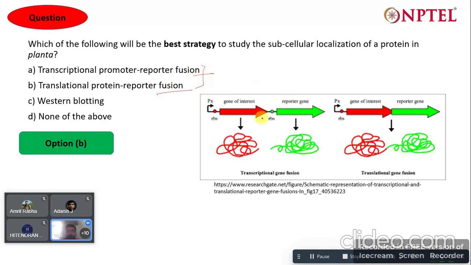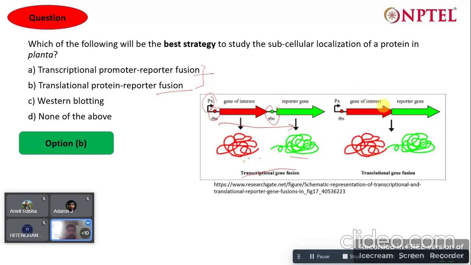So what we do is, in case of a transcriptional gene fusion, we have a promoter that is common for both the genes. Okay, so there will be only one promoter that transcribes both the genes, but they have different ribosome binding sequences of their own. So the proteins they form will be different and separate from each other.